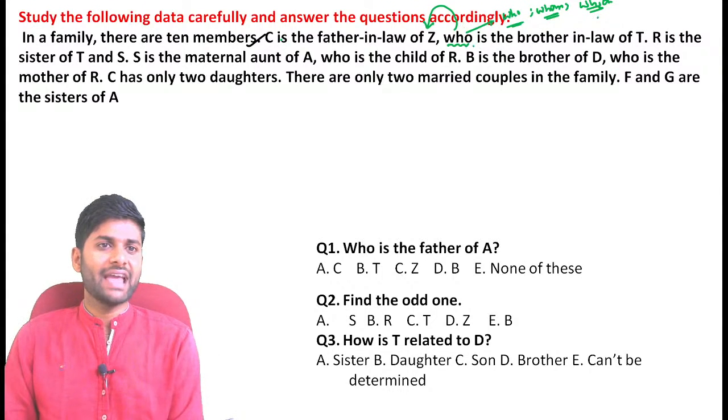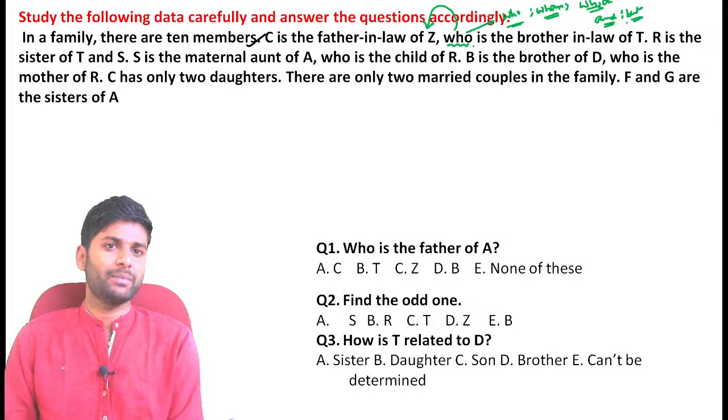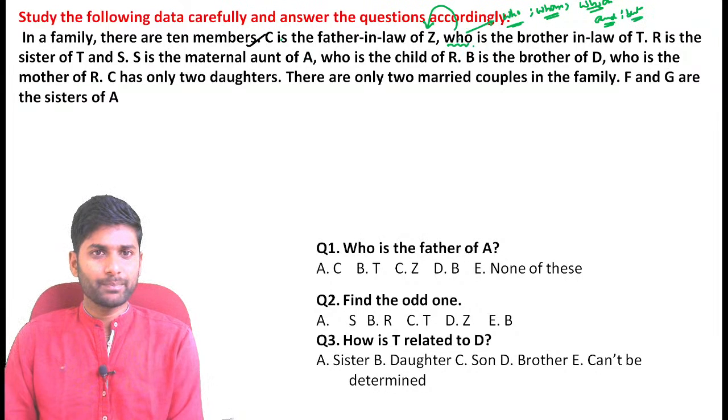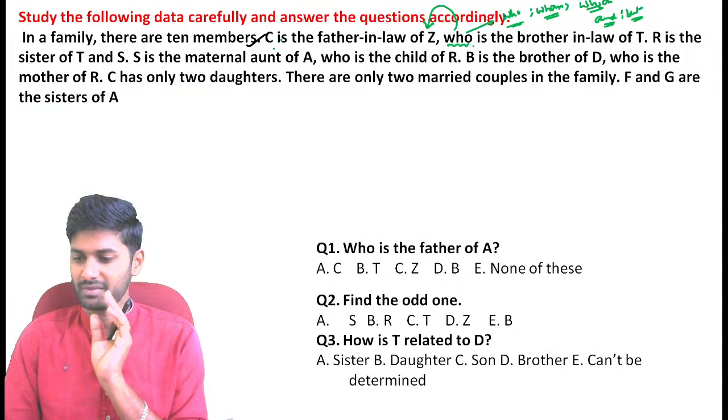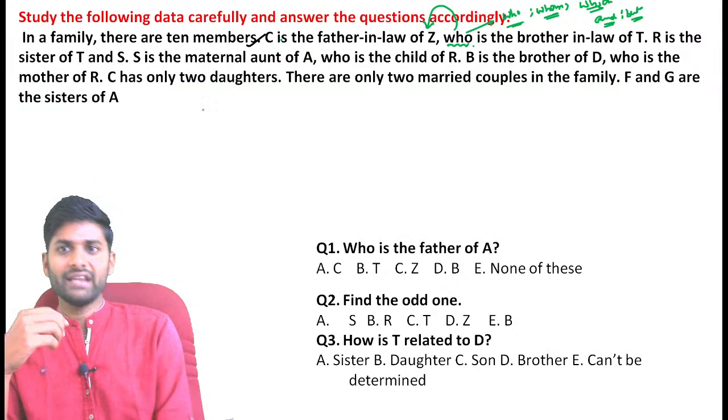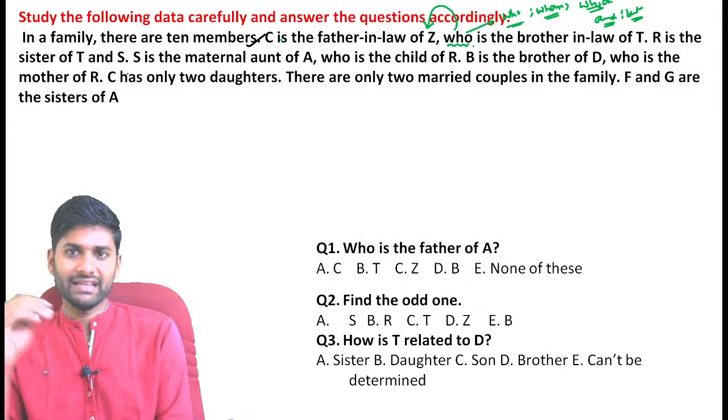Sometimes they give it as 'and but'. The meaning of 'and but': instead of this particular person, we can replace this with C. Clear? Any W term is related to the second person, and then a 'but' connected statement is replaced with the first person. Remember that. Now, R is the sister of T and S.